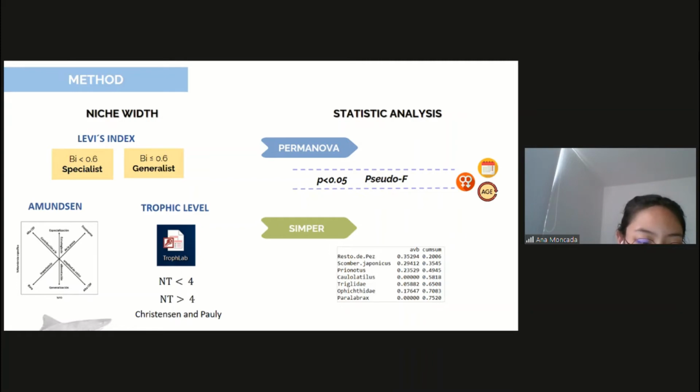The trophic position was estimated by means of the equation by Christensen and Pauly, and a PERMANOVA analysis allowed us to identify statistical differences among the diets. If they were present, we used a SIMPER analysis to show the prey that contributed most to these differences.